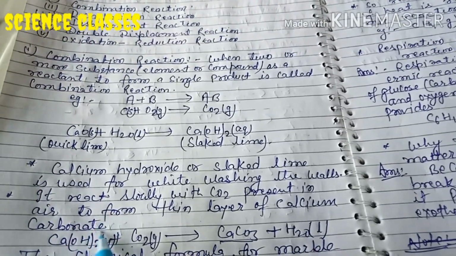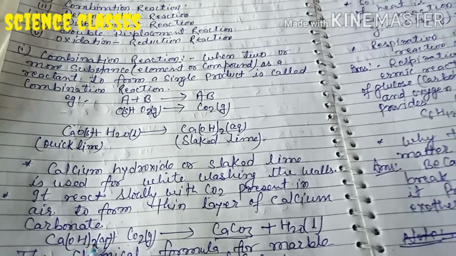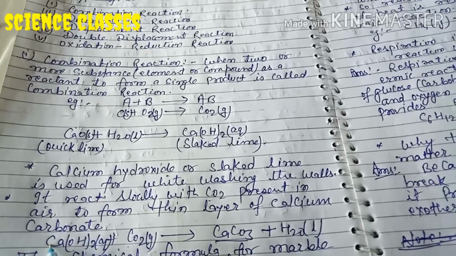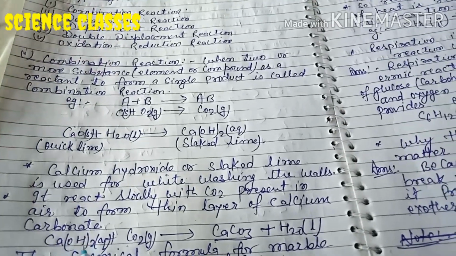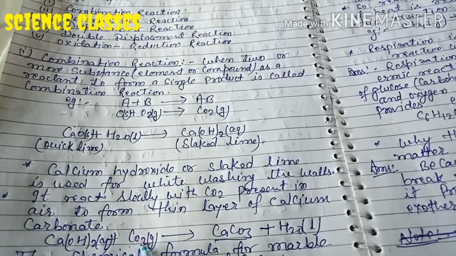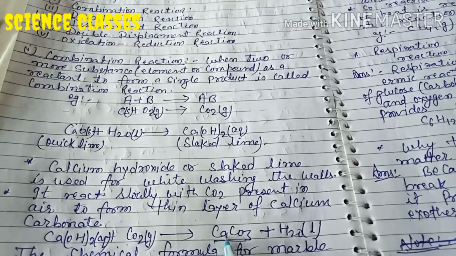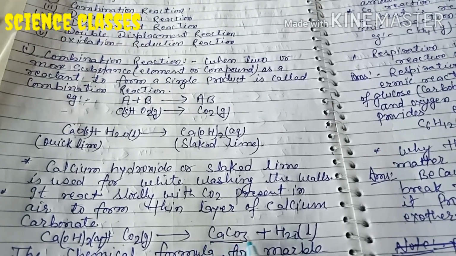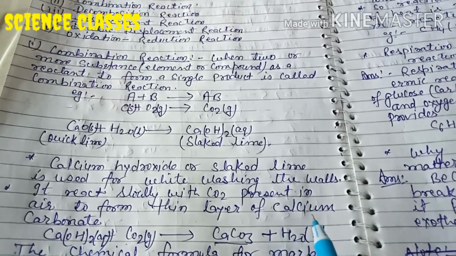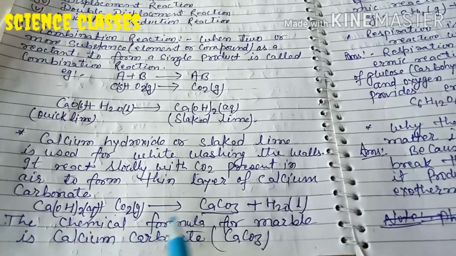So this reaction we will see here. Calcium hydroxide we had used for the whitewashing, and this CO2 will be present in the air. This will react with CO2 slowly and form calcium carbonate, CaCO3, and water, H2O, is also released here.